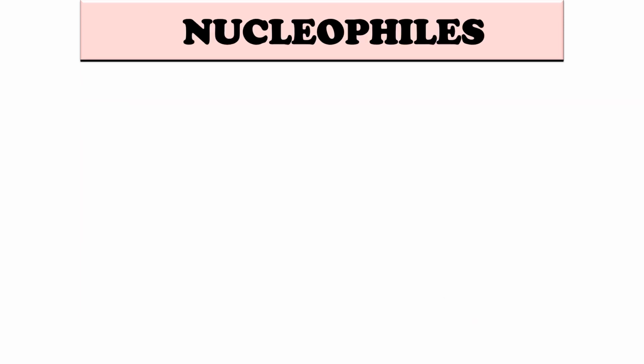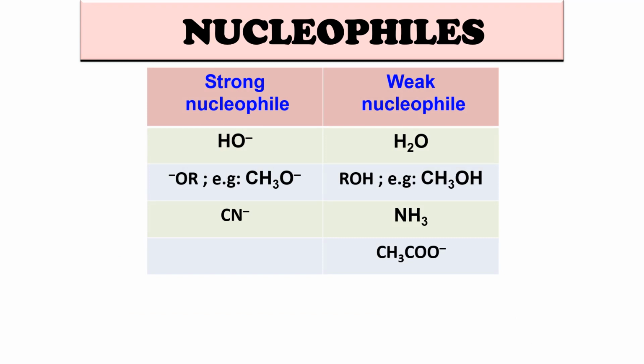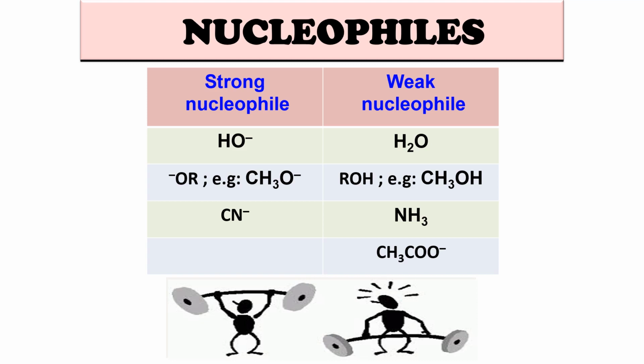Next, nucleophile. We have strong nucleophile and weak nucleophile. Examples of strong nucleophile are hydroxide ion, negative OR, for example methoxide ion, and cyanide ion. Examples of weak nucleophile are water, ROH, for example methanol, ammonia, and acetate ion.